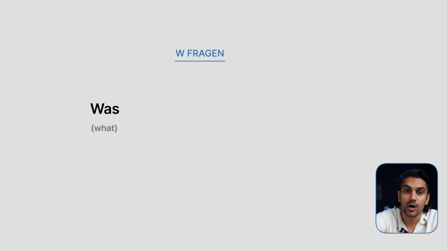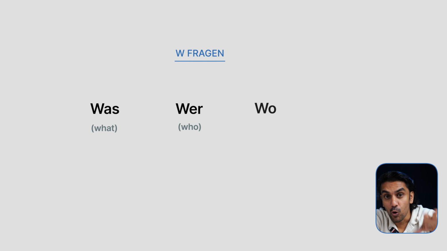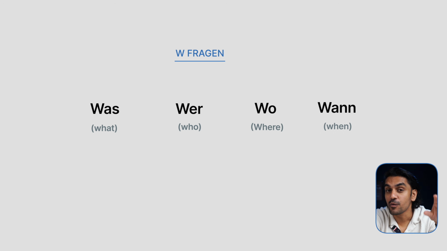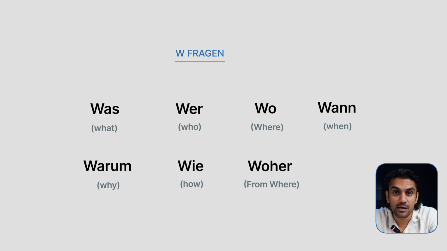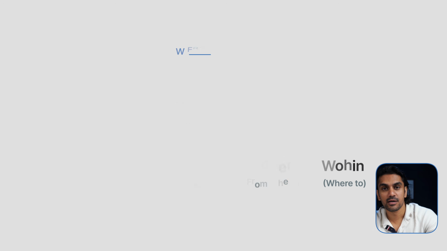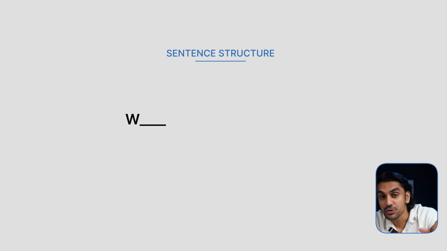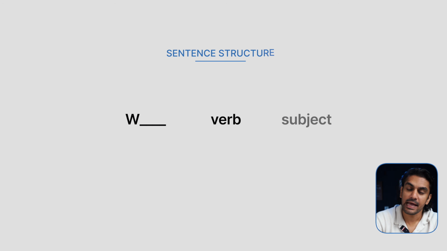Now, in a normal conversation, the next step would be to ask the other person's name. And to do that, we need to learn how to ask questions in German. Now, the words or sentences used to ask questions in German mostly begin with W. So, they are often called W-Fragen or W questions. And the common ones are was or what, wer or who, wo or where, wann or when, warum or why, wie or how, woher, from where, and wohin, to where. In such sentences, the W question word comes first, followed by the verb and then the subject.